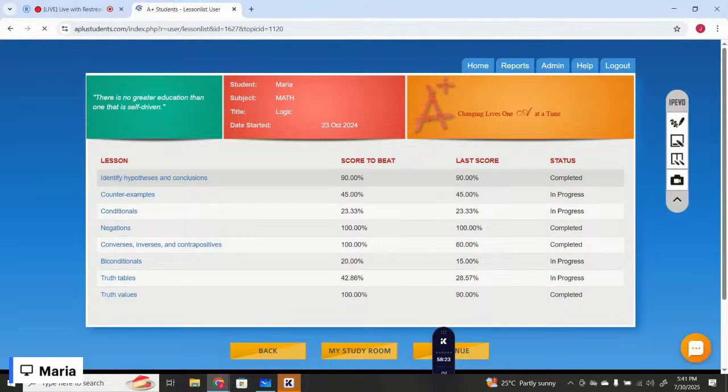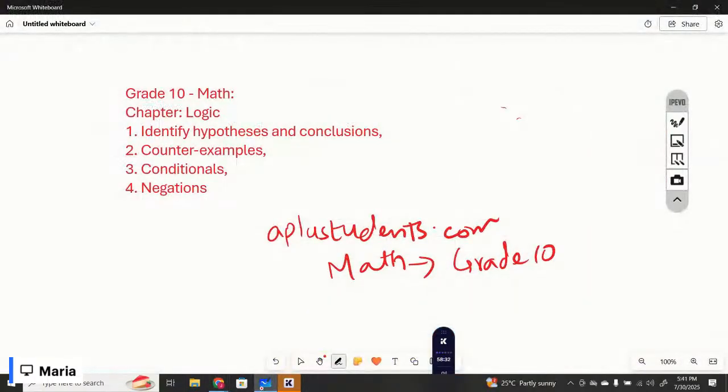So we were working on grade 10 math, the chapter we are working on is Logic, the lessons conditionals and negation. Please make sure before the next session you complete all the test questions for the lessons we just did. That is your homework. If you need more help with any of the lessons, you can simply click on the live chat button. Tutors are available there to help you, or you can write them down in the chat box. I'm here to answer all your questions and confusions if you have any.